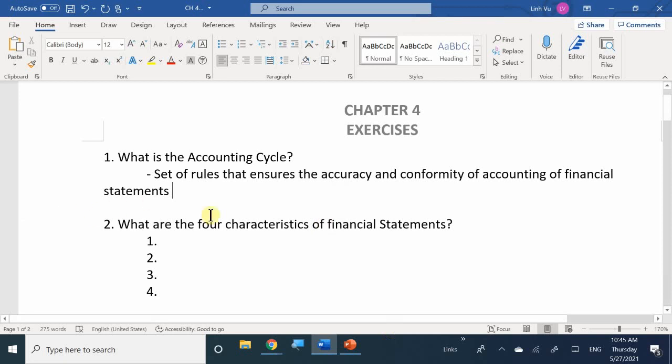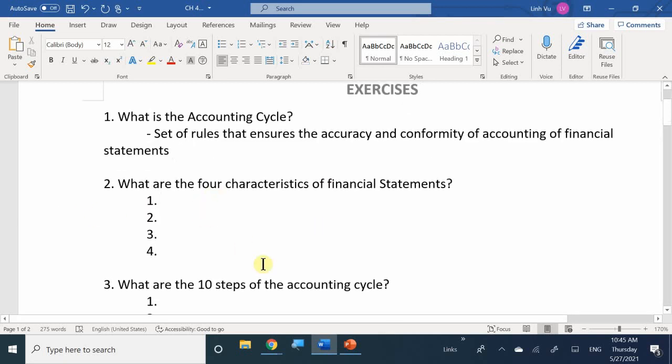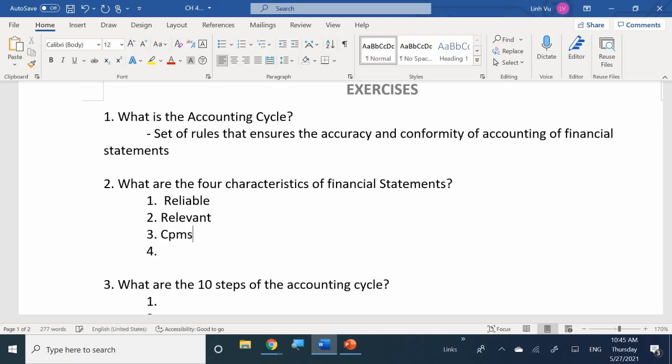Okay? What are the 4 characteristics of financial statements? Reliable, relevant, consistent and comparable. Good. So once again, another way that you could memorize this is the two R's and the two C's. Must be relevant and reliable, consistent and comparable. Okay, two R's and two C's.